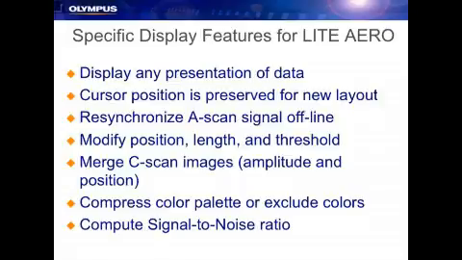You can merge C-scan images. As I mentioned before, you've got both amplitude and position C-scan images available, and you can merge the two of them. Of course, you can compress the color palette, or you can exclude colors if you prefer a different type of color, and you can compute the signal-to-noise ratio.